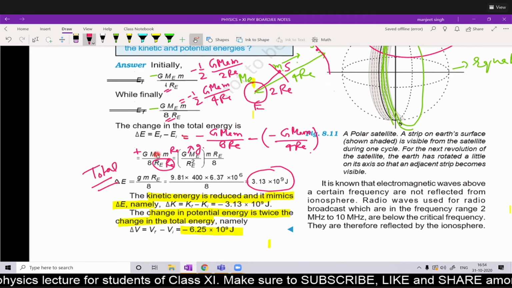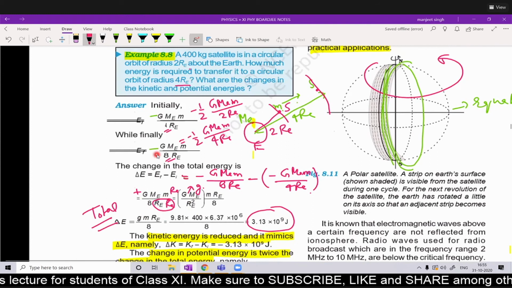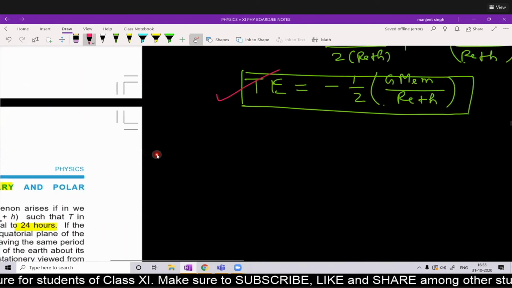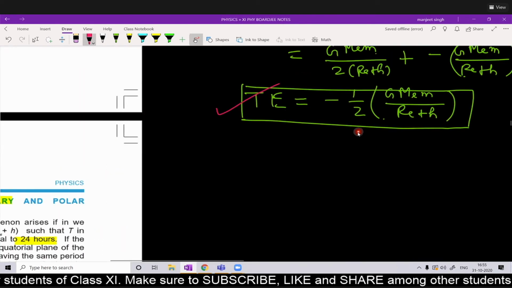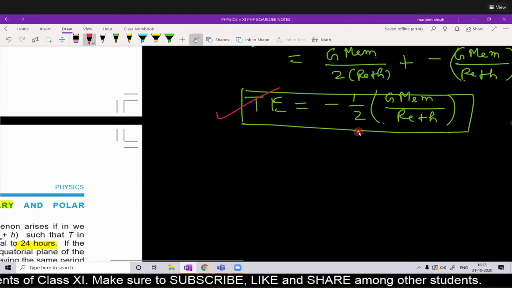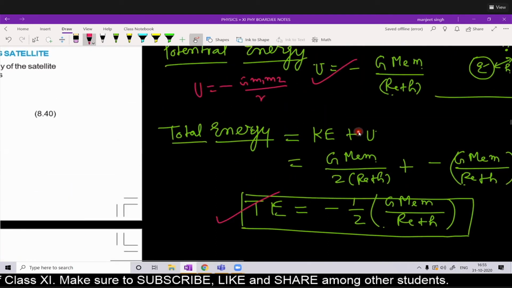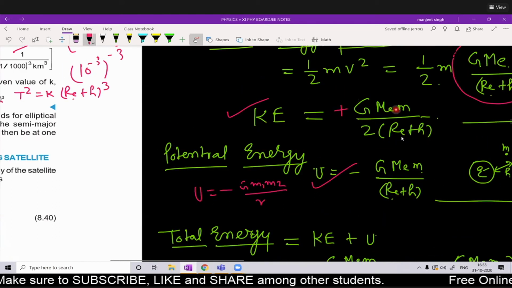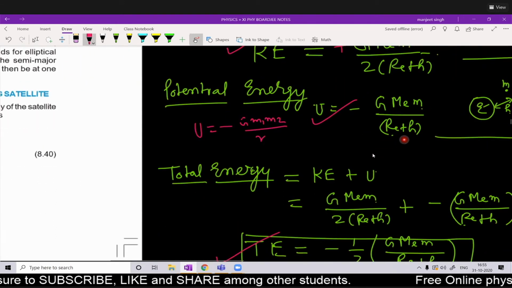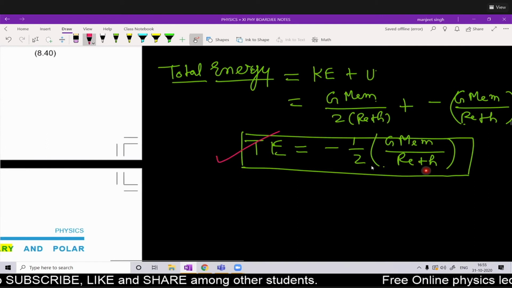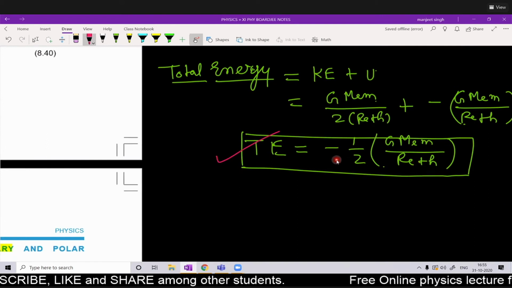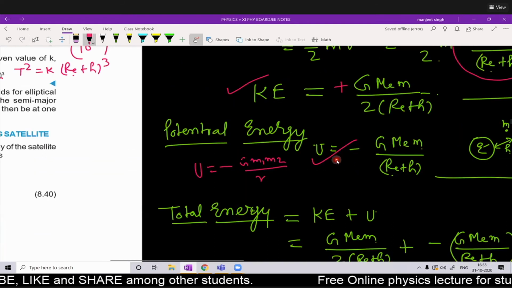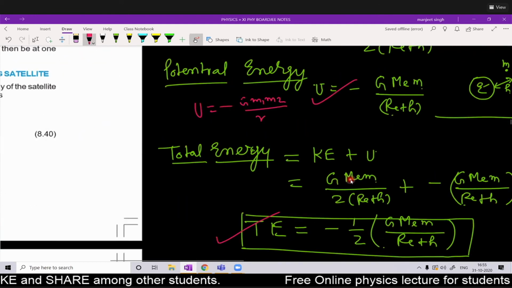So as we have seen the expression, the total energy expression is this, okay? And kinetic energy will follow the same pattern with the plus sign. You see, half factor is here, GM upon RE plus H. And here half factor is there, GME upon RE plus H. But this is minus sign. Total energy is having minus sign, but the kinetic energy is having plus sign. So this fact is used here.